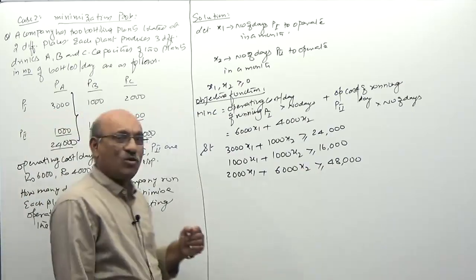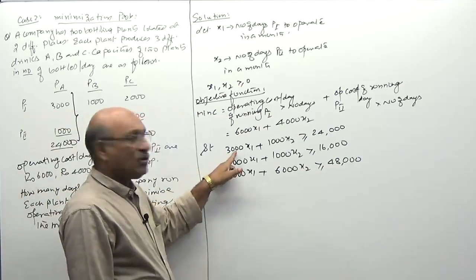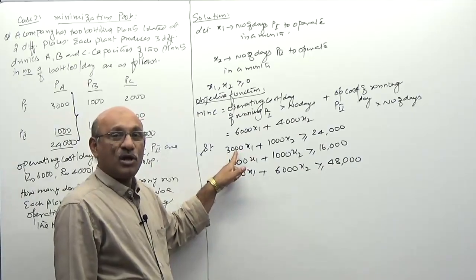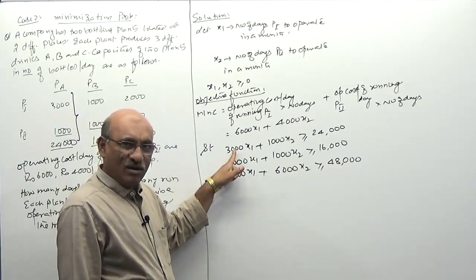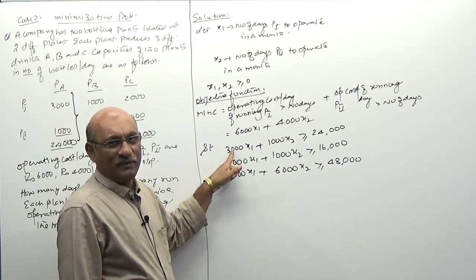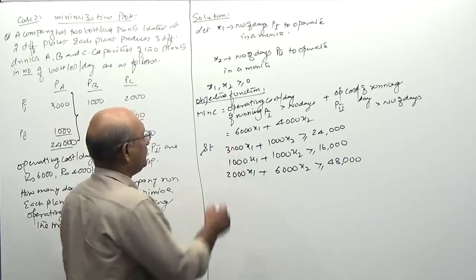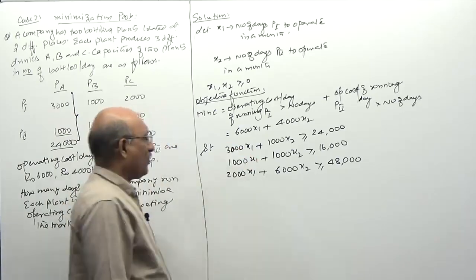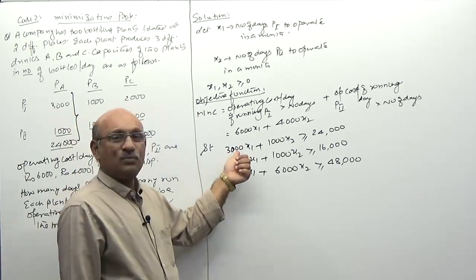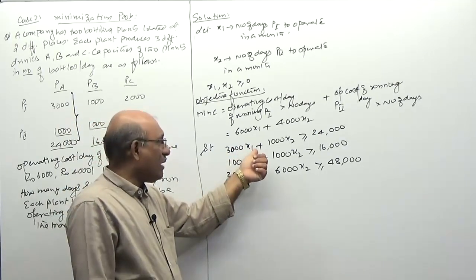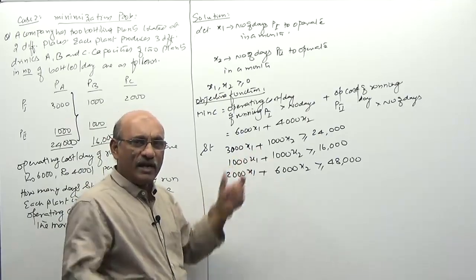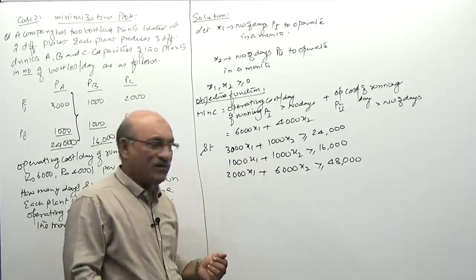Look at this point one more time, sir. This 3000 will represent what? Production capacity of plant 1 for product A per day. Plant 1 is producing 3000 bottles of product A per day, into number of days. Day cancels, it is in terms of number of bottles.